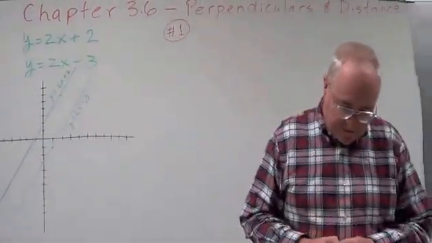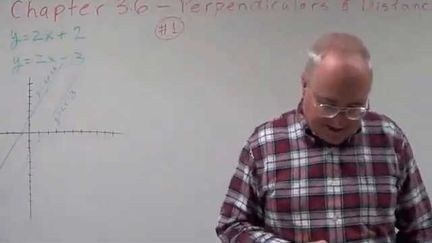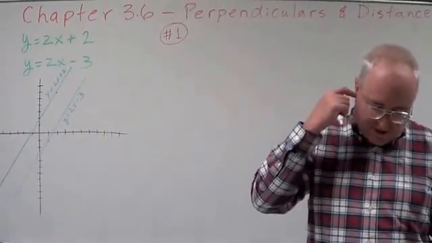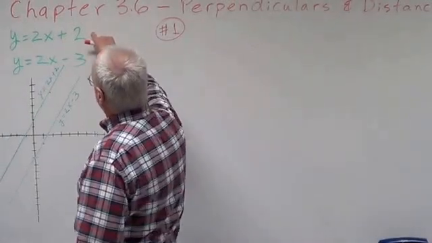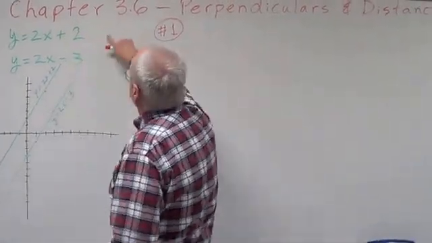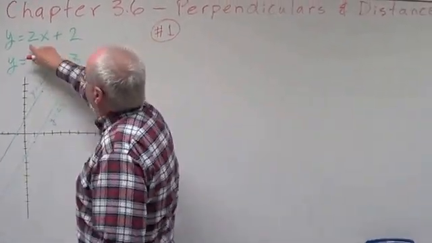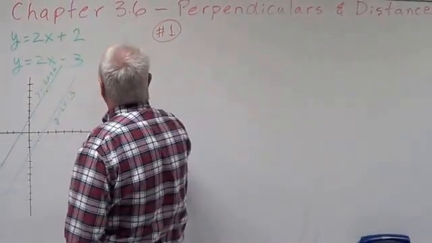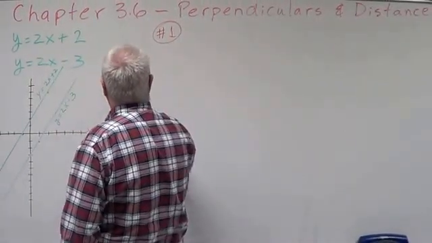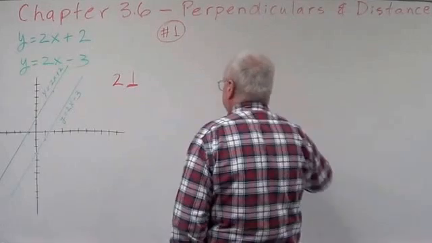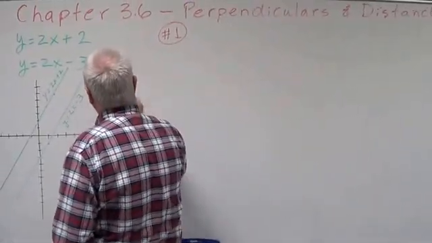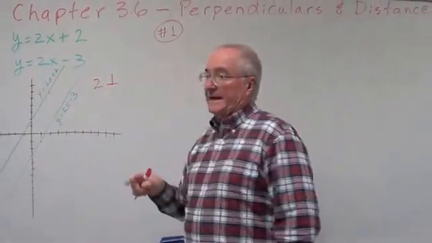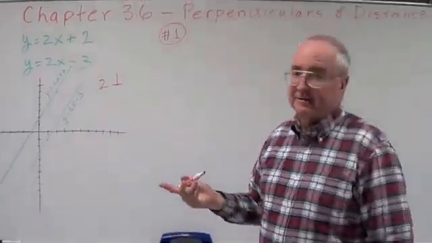Step number 1, pick one of the parallel lines and its y-intercept to create an equation of a perpendicular line. Well, I'm going to pick this one. Oh, well, why? I just like that one. And we want to create a line that's perpendicular to that. So if I have a slope of 2 and I want to create a perpendicular, okay, what's that perpendicular slope going to be? I'm going to negate and converse it.